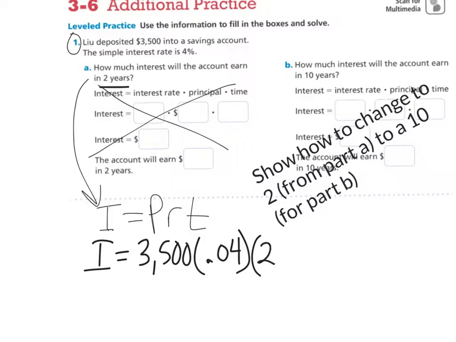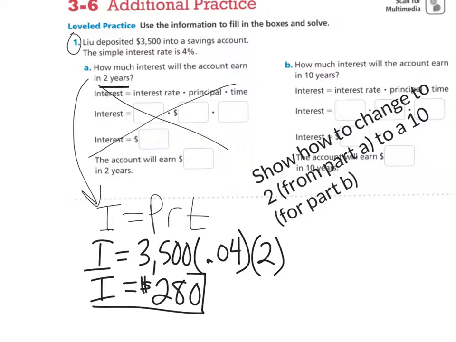So put a 2 in place of the T. And we'll just multiply those together. And that should come out to be $280. So in other words, they earned $280 in interest. And then if they asked what the account balance was, then we could just add $3,500 plus the $280, and we would see they would have now $3,780.